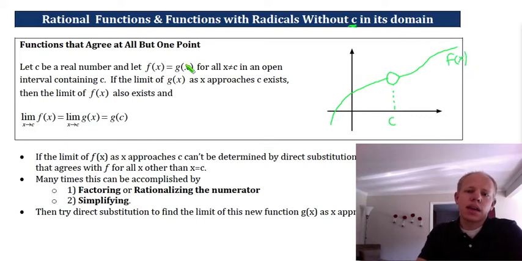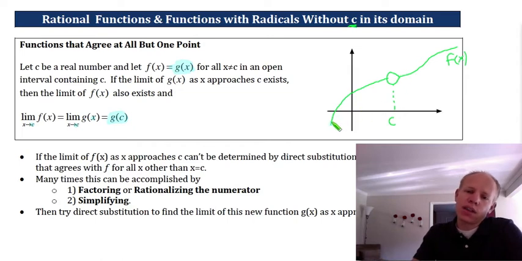Now what this is saying is if there is another function, a g of x function, that's exactly the same as this function at every point except this one, then we can go ahead and just plug c into that nearly exact function to find our limit. Okay, so again, graphically we can see that it's going to this point right where the hole is. And numerically we could find that.